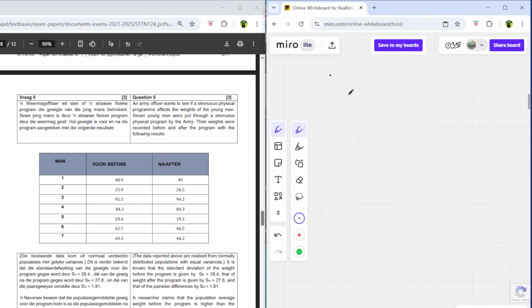Now let's read the scenario. An army officer wants to see if a strenuous physical program affects the weights of young men. 7 young men were put through a strenuous physical program by the army. Their weights were recorded before and after the program with the following results: 48.9, 49, 25.9, 26.5, 95.5, 94.2, 84.1, 84.3, 19.4, 19.2, 42.6, 42.7, 46.5, 43.3, and 46.2.